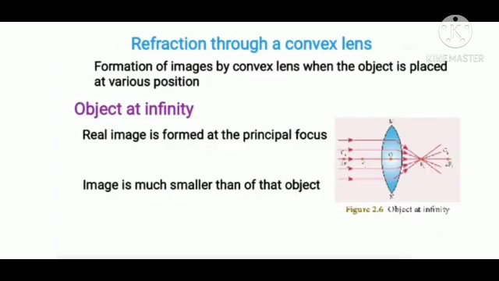First, refraction through a convex lens. Formation of images by a convex lens when the object is placed at various positions. First, we are placing the object at infinity. At infinity, a real image is formed at the principal focus. Object at infinity, image will be formed at F. Image is much smaller than the object. This is what we use when we play with the lens: the sunlight is focused in a point-sized image.